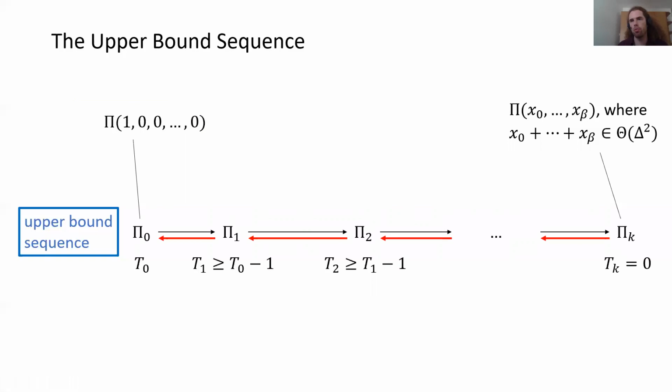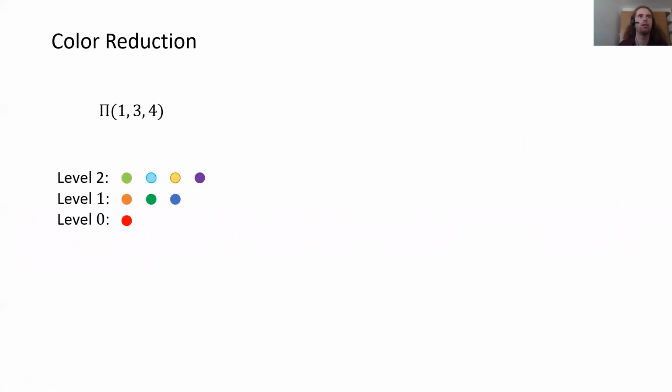Or seen from an algorithmic perspective, what we want is, starting from a problem that has theta of delta squared colors, we want to reduce the colors in subsequent steps of communication and computation, such that after as few steps as possible, we will get to a problem that only has this one color left. And well, here is how we can perform such a color reduction. Let's say we start with a problem with 8 colors on 3 levels.